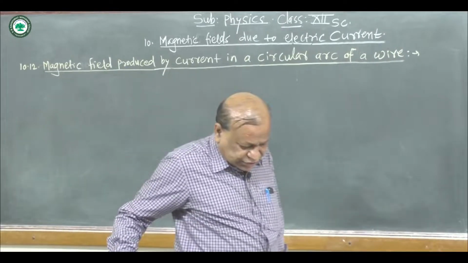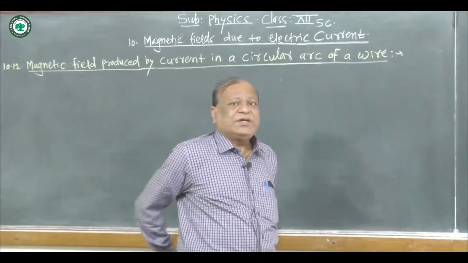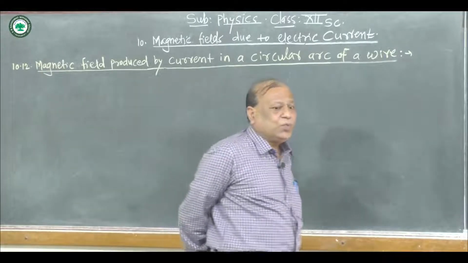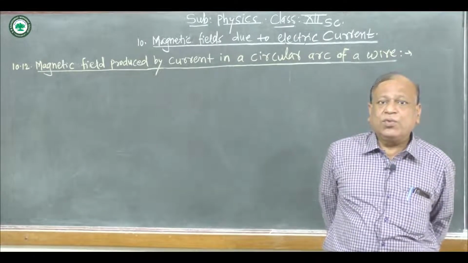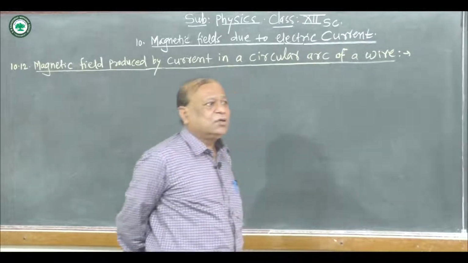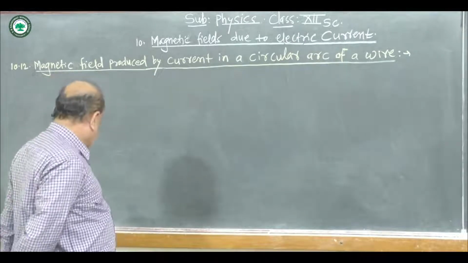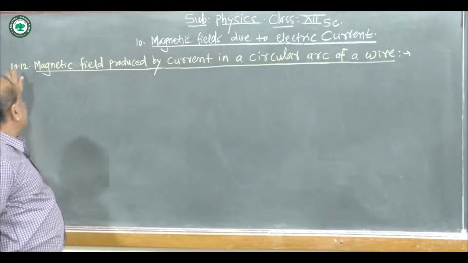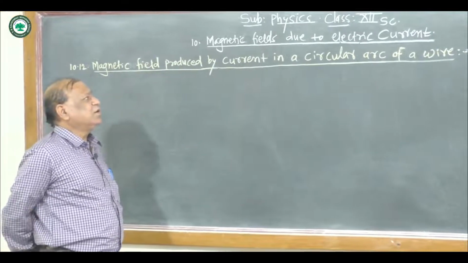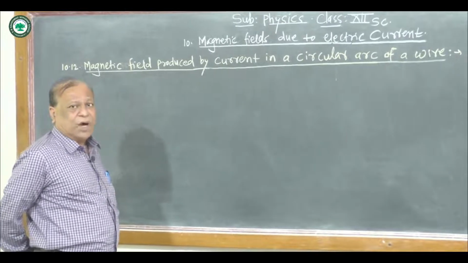In the previous lecture, we found the magnetic field produced by two parallel conducting wires using the Biot-Savart law. Now today we are going to the next article, that is 10.12: Magnetic field produced by current in a circular arc of a wire.